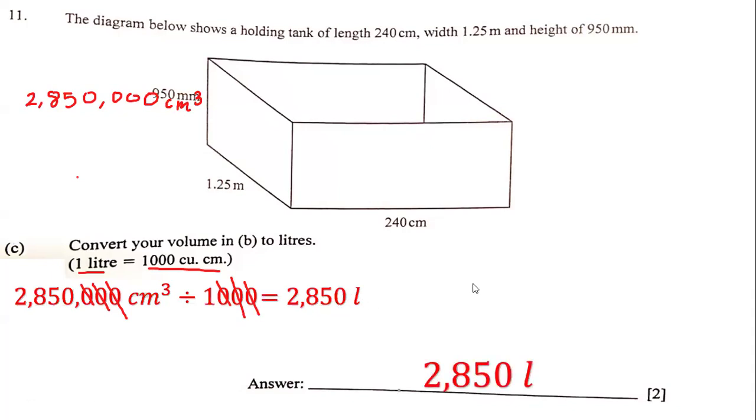So all we did was divide by 1,000 because we already know that 1 liter is equal to 1,000 centimeters cube. We have 2,850,000 centimeters cube, and so all we need to do is divide that by 1,000. We get 2,850 liters. And that's how we go about doing it. Any questions on this? Let me know if you have any questions. You good?